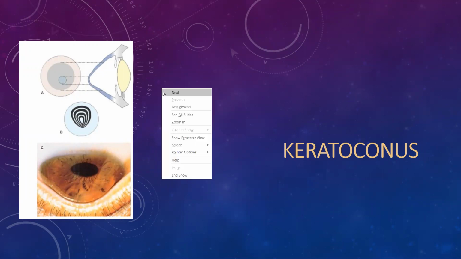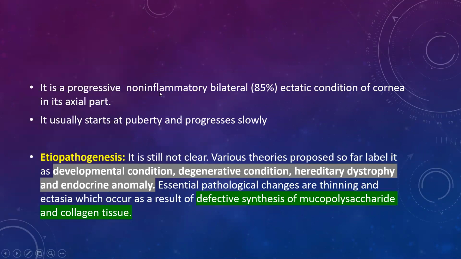So coming to this defect, it is basically a progressive non-inflammatory bilateral ectatic condition of the cornea in its axial part. Each and every word here has a meaning. It is progressive, that is, the onset is completely insidious. It is not sudden in onset. Non-inflammatory tells me that it is not due to some inflammatory pathology, like infection, or some external cause, like a foreign body. It is not inflammatory, and it is bilateral. Both the eyes are involved, and it is an ectatic condition of the cornea in its axial part.